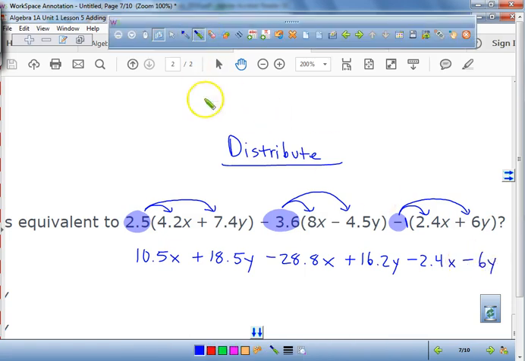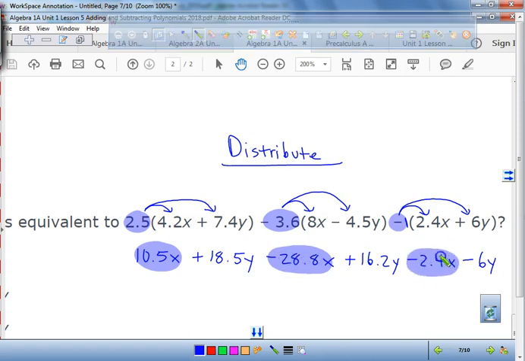Now everybody, this is what you're going to have to do. You're going to highlight all of your like terms. 10.5x, negative 28.8x, and negative 2.4x. Now I have to combine all of my like terms. Got to get all of my x's together.